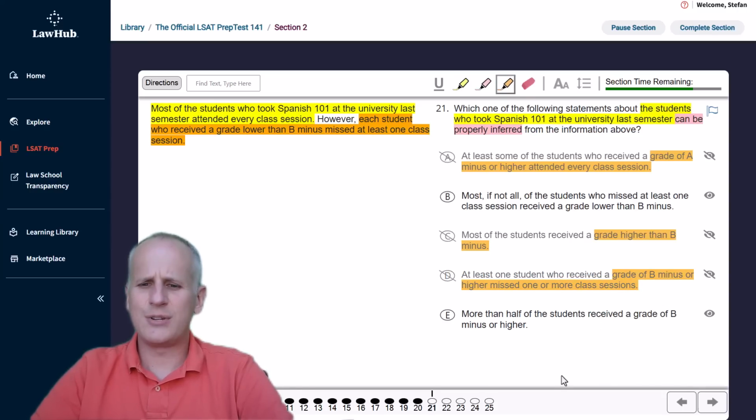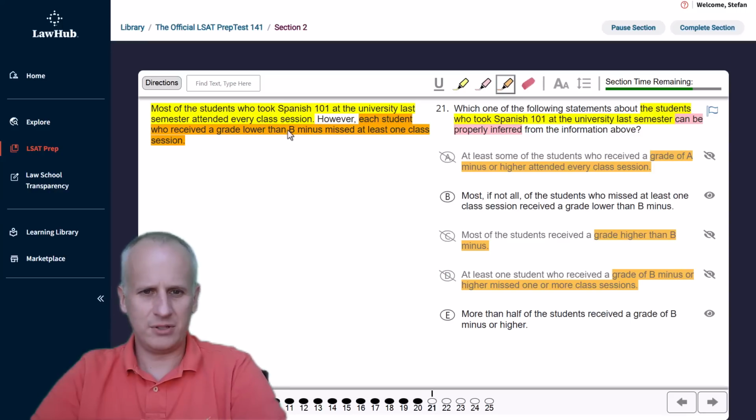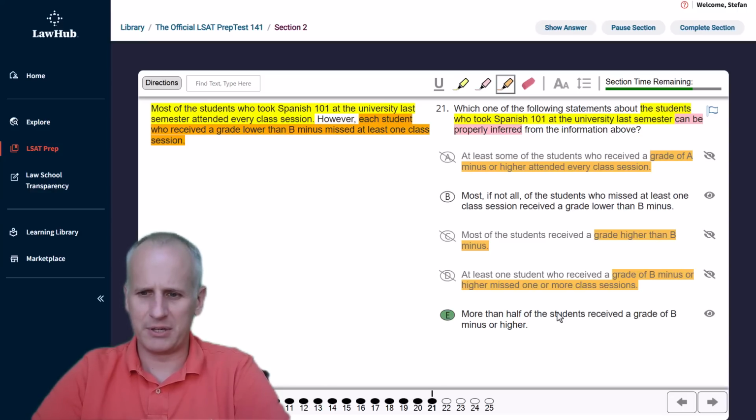And then choice E, more than half of the students received a grade of B- or higher. Well, most attended every class session, so that would be more than half. And we know that if you attended every class session, you didn't get a grade lower than B-. So E is absolutely going to be true.